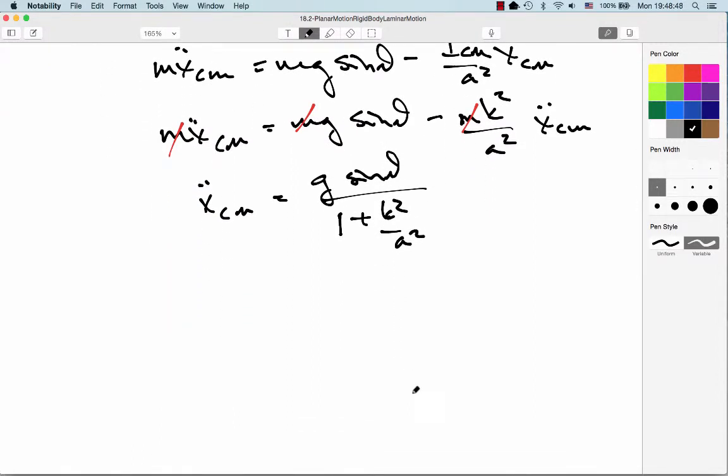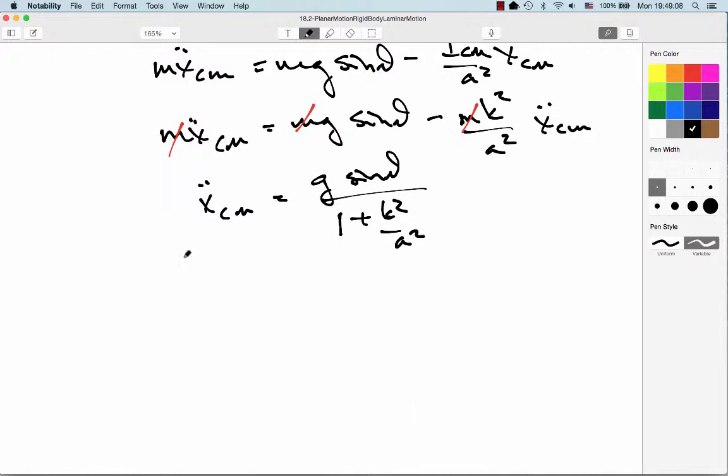So armed with that, you should be able to revisit that old chestnut. If I let them all go from rest, which will get down the ramp first? A sphere, a cylinder, or a hoop? So think about it and I'll get back with you.